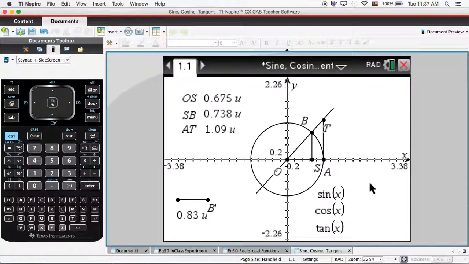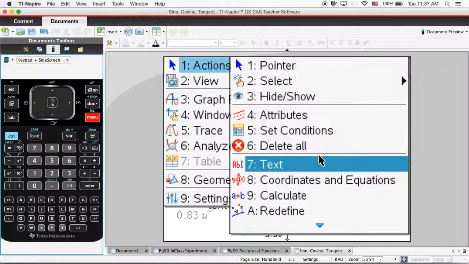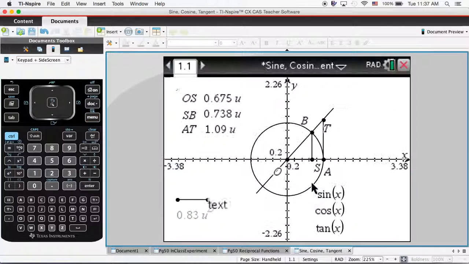So let's find out what the sine of x is. This x is the radian, so I'm going to replace it with this radian, which is 0.83 right now. So let's calculate sine of x. Sine of x is 0.783. Cosine of 0.83 is 0.675. Tangent of that radian is 1.09.